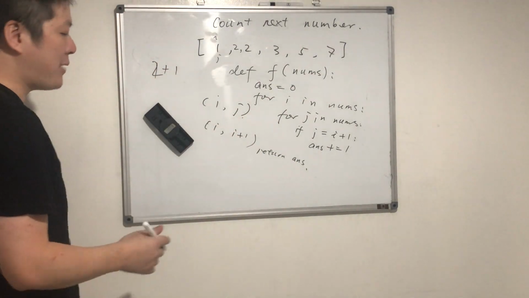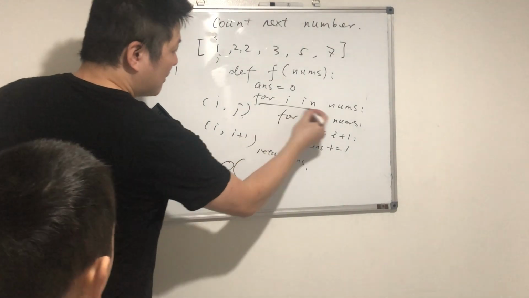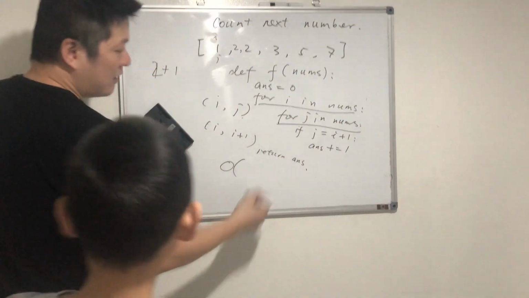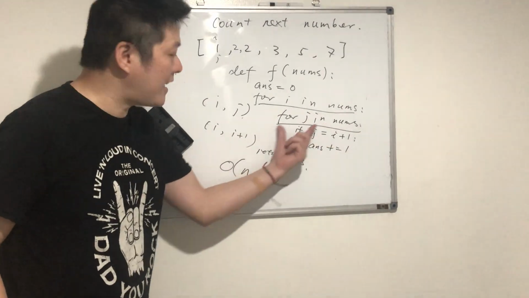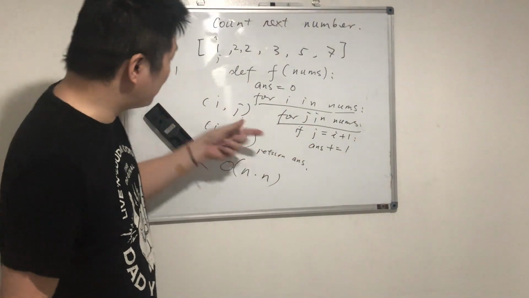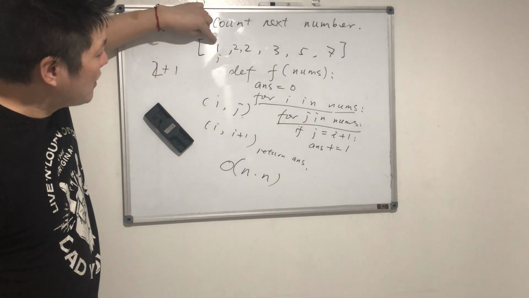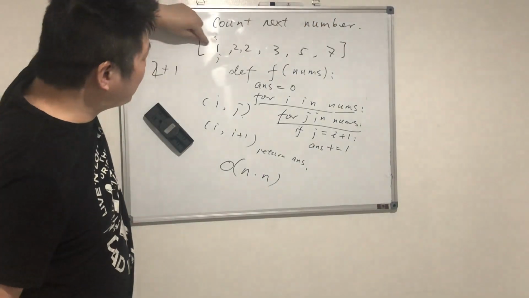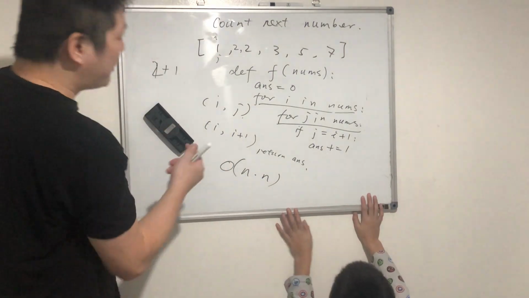So what's the time complexity? n times n. Well done, because this is a nested loop, so it is n squared. Why is it n squared? Look, I go through this n times, and for each one, I need to go through n times again, right? Can we do better?